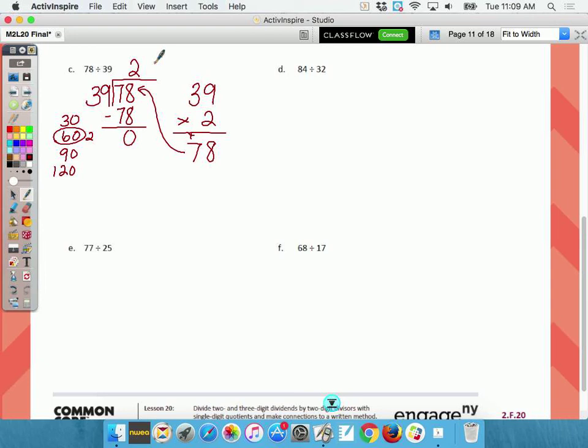So 84 divided by 32. What will we round 32 to? 30. So count by threes and add your 0. Now what number there is closest to 84 without going over? 60. So what are we going to try again? A 2. Okay, now over here, what do I multiply by 2? 32 times 2.